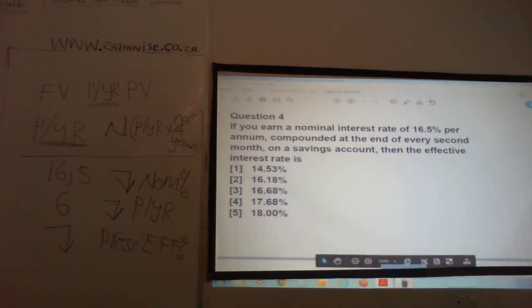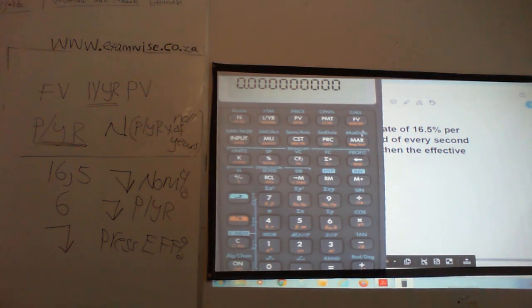So let us now go to our HP. Here we already cleared our memory. So we are saying 16.5. Then we press down arrow, then our nominal is here, then we press nominal. Then we enter 6, then press down arrow, then we press P over YR. Then to determine our EFF, we press down arrow, then we press EFF.